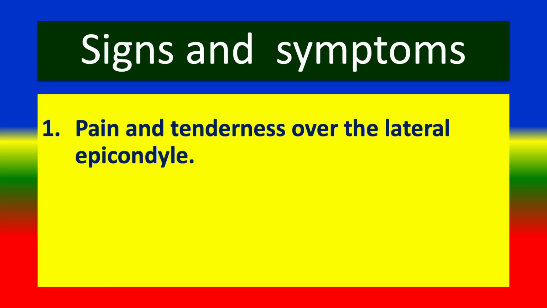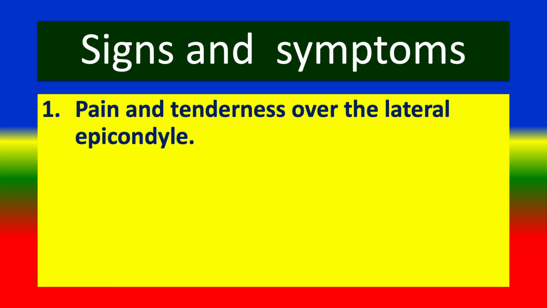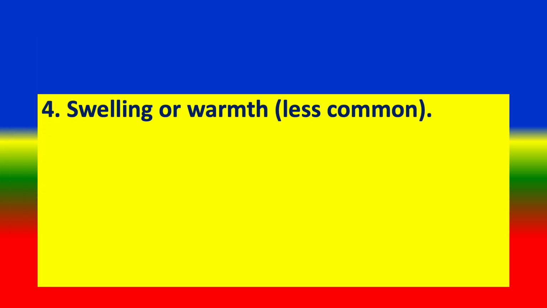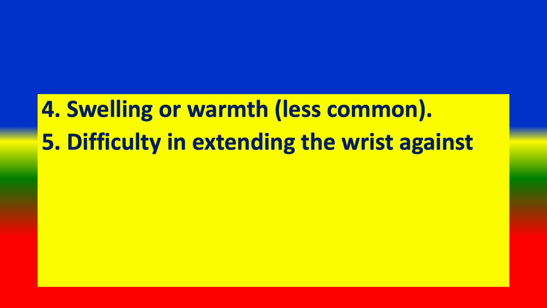Signs and symptoms. 1. Pain and tenderness over the lateral epicondyle. 2. Pain worsens with gripping, lifting or wrist extension. 3. Weak grip strength. 4. Swelling or warmth, less common. 5. Difficulty in extending the wrist against resistance.